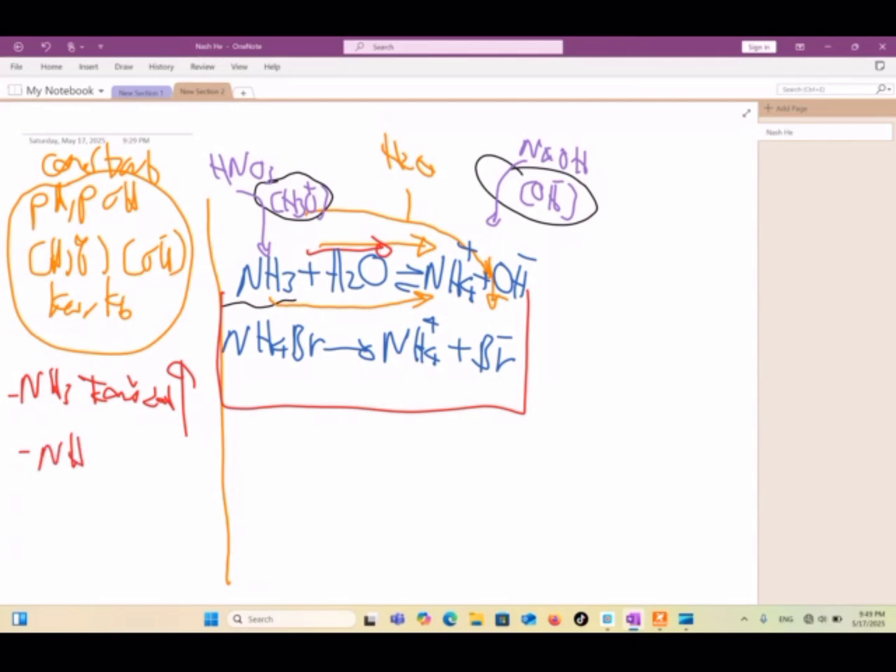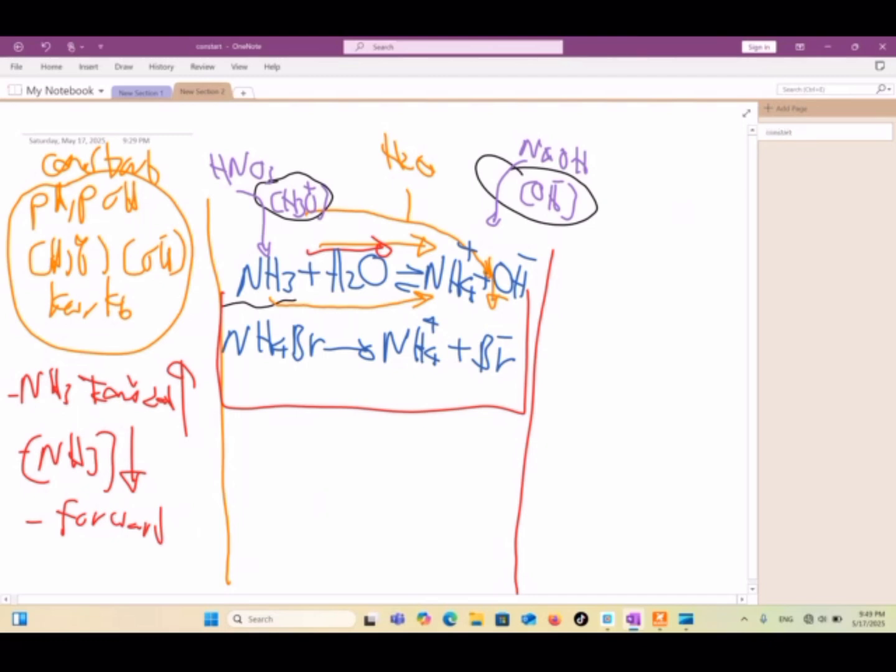What will happen to the concentration of non-ionized ammonia? It reduces. It is consumed to produce, or compensate for, the hydroxide. And then we can say the forward direction is favored.